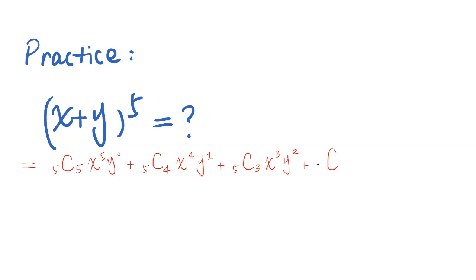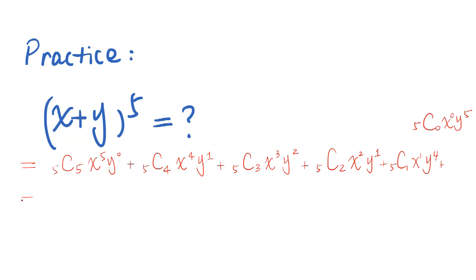The fourth term would be C(5,2) x^2 y^1. And then C(5,1) x^1 y^5. The last term would be C(5,0) x^0 y^5.